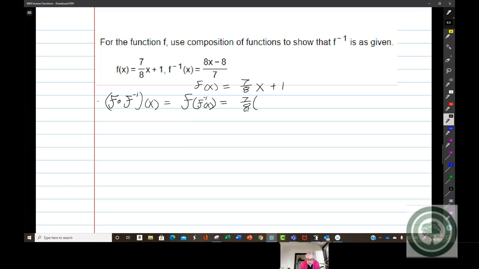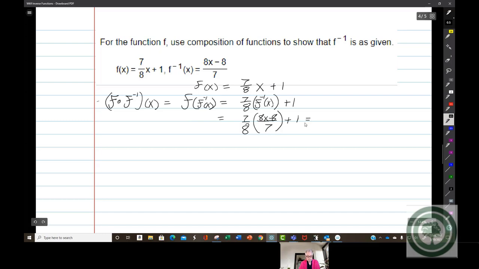All right, so then f of x is going to be 7/8 times f inverse of x plus 1. Well, which is 7/8 times f inverse, 8x minus 8 over 7, plus 1. Yeah, that's true.